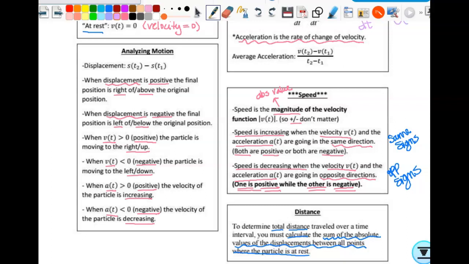So speed is increasing if velocity and acceleration have the same sign. Velocity is a vector, has magnitude and direction. Likewise, acceleration is a vector with magnitude and direction. If they are working together in the same direction, speed is increasing. If they're opposing each other in different directions, speed is decreasing. So speed is increasing when velocity and acceleration have the same sign, either both positive or both negative. Speed is decreasing when they have opposite signs. Velocity positive, acceleration negative, or vice versa.